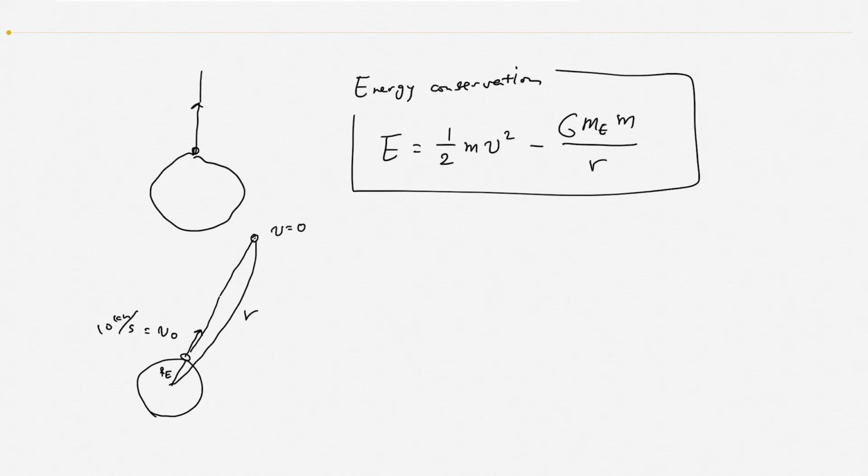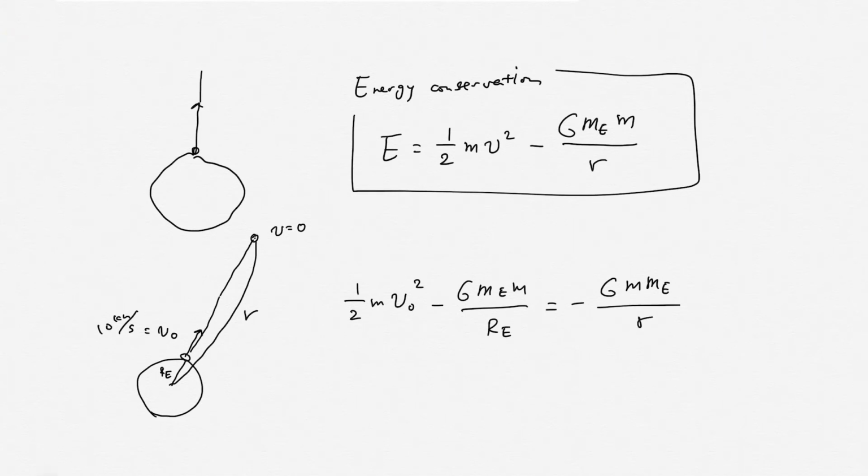On the surface of the Earth, the total energy is given by 1 over 2 m v sub 0 squared minus G M sub E m over R sub E, where R sub E is the radius of the Earth. This equals minus G M sub E m over R. Then in this question, m appears on both sides, so m should be cancelled out.